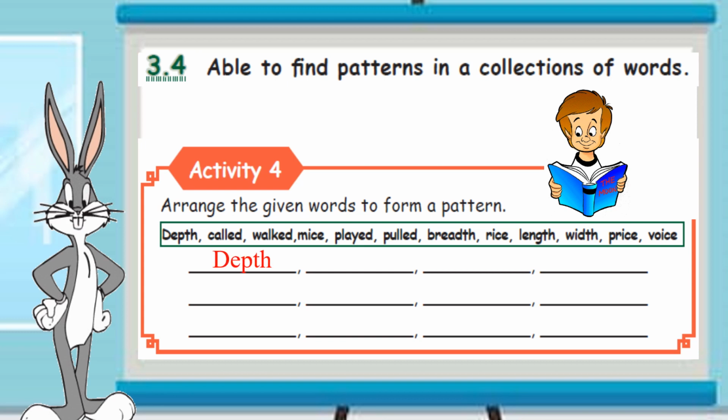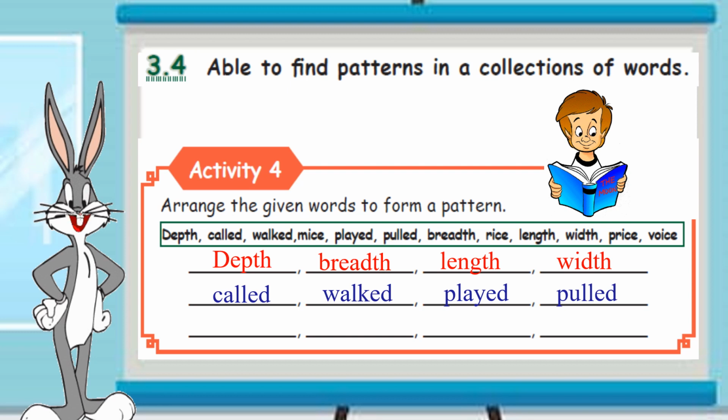Like this. The first word is depth, isn't it? So likewise, what will be the next word? Breadth, isn't it? Okay, depth, breadth, then length, then width. So all end with th, isn't it? Likewise, come to the second word, called, then walked, played, pulled, right? The third word is walked only. So come to the fourth word, mice. So mice, then rise, price, last one is voice. It's so interesting, isn't it?